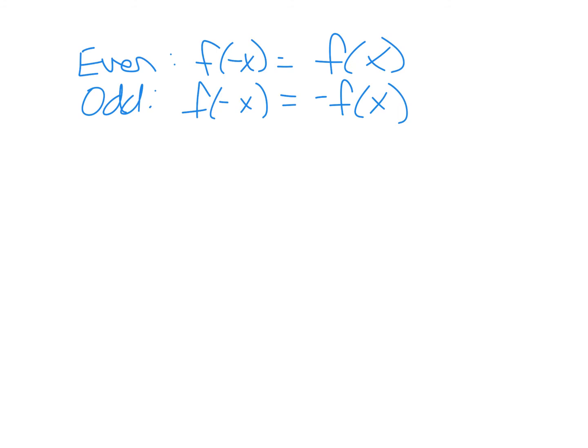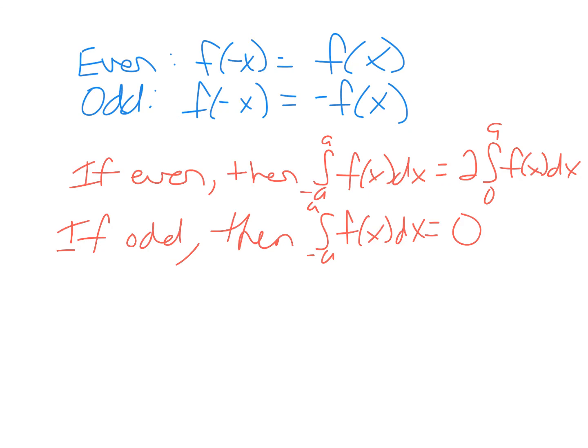With integration of these types of functions, it's meant to kind of help us in certain instances. So let's write down the rules. So here are your rules for integration of even and odd functions. If even, then the integral from negative a to a of f of x dx is equal to 2 times the integral from 0 to a of f of x dx. So that should help you out whenever you're solving an integration problem.